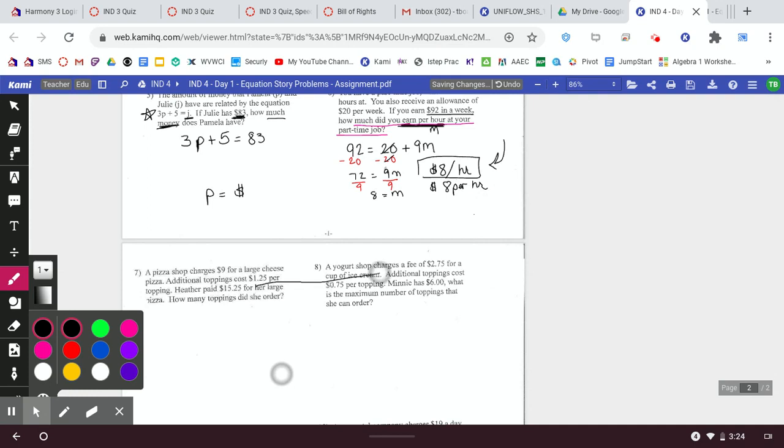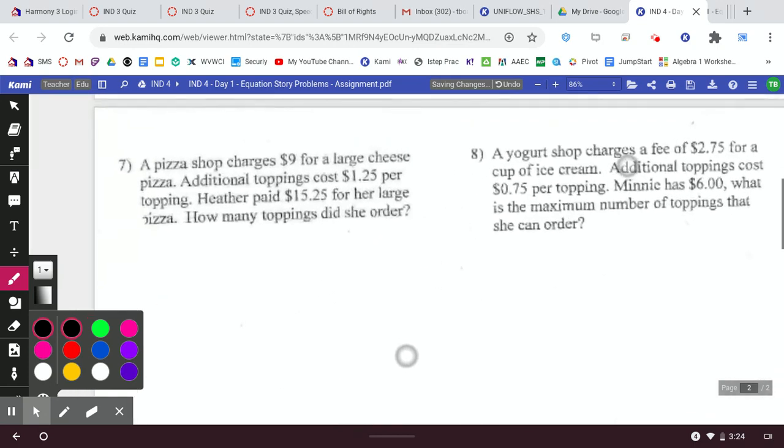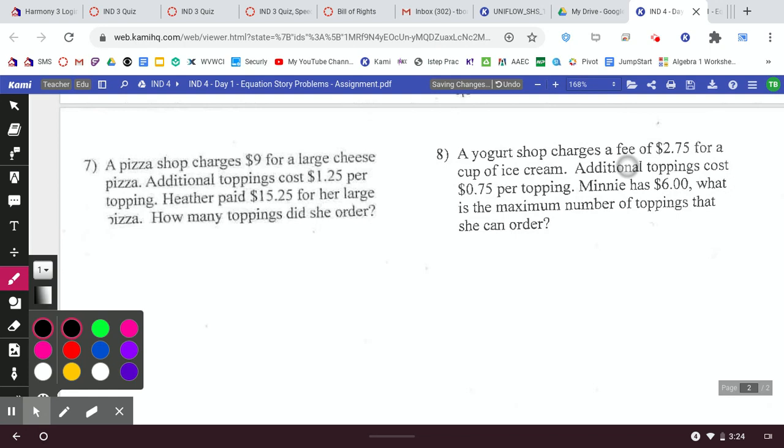Let's go with number 7, and then I'll have you do number 8 on your own, because they're pretty much identical. So I'll set up 7 and help you work it, and then I'll let you set up 8. So for number 7, a pizza shop charges $9 for a large pizza, and then additional toppings cost $1.25 per topping. Heather paid a total, right? Her total she paid was $15.25 for her large pizza. So how many toppings did she order?